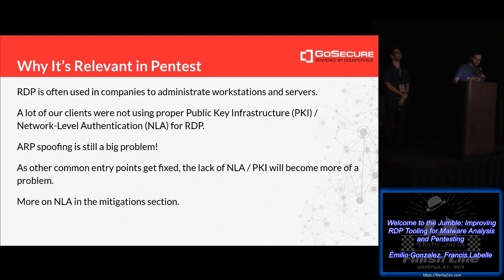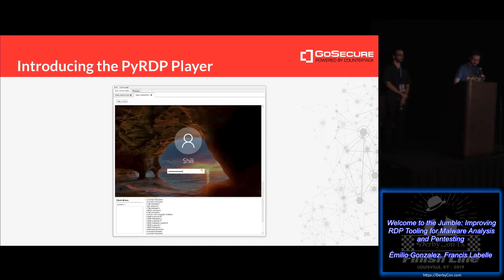Also, ARP spoofing is still a big problem, and if you have ARP spoofing, you can use it to redirect to your own VM. We're going to talk about that also. And also, as the other more common exploits, or not exploits, but techniques, will be more and more patched out, we think this is going to be a bit more of a problem.